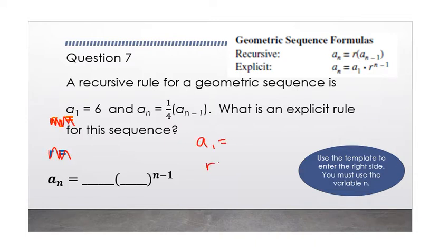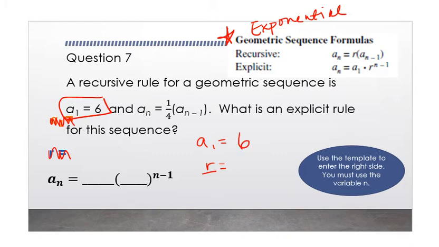So a sub 1 and r, just like with arithmetic, we found the first term and we found the common difference. Now we're moving on to geometric. So these are going to be exponential functions, and instead of finding the common difference, we find the common ratio. When they give us the recursive rule, they give us the first term every time. So we already have our first term.